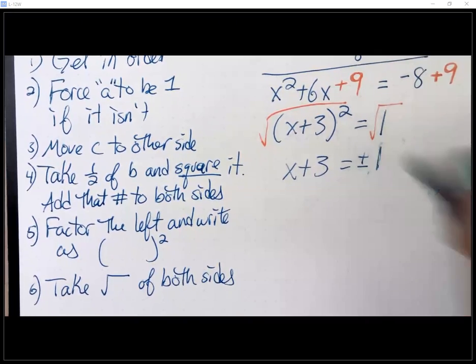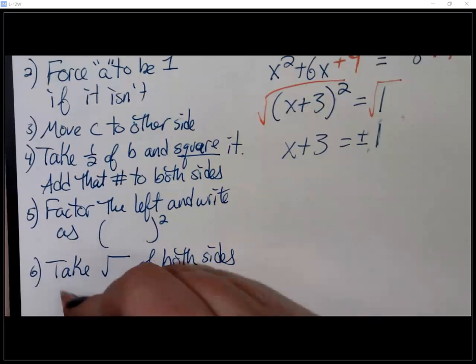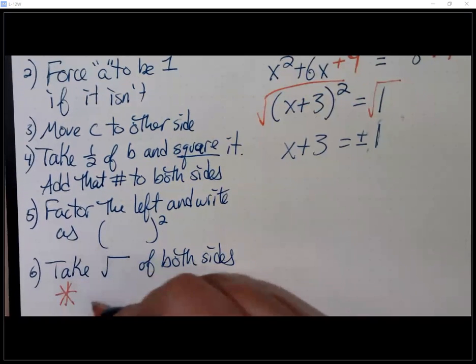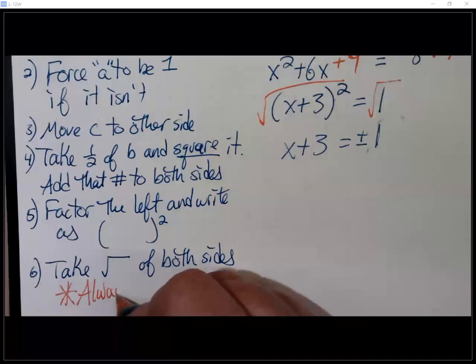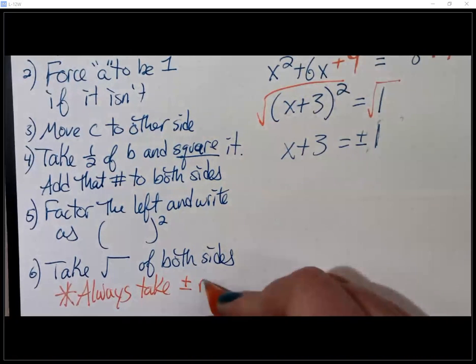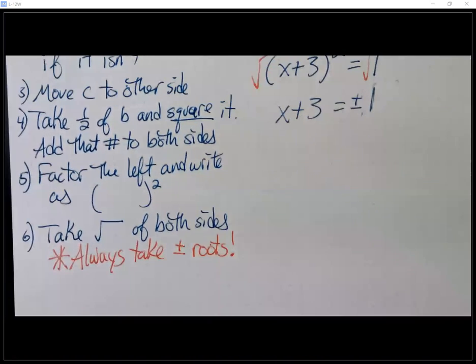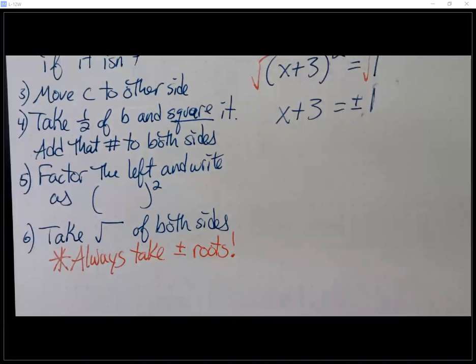Always. So actually, let's put a big star over here. Always take positive and negative roots. Always, always, always. That goes for any time you are solving an equation. If you write the square root thing, you need both roots. If the square root thingy is already on the paper, then you don't take them. But if you're writing it, you take them, both of them.